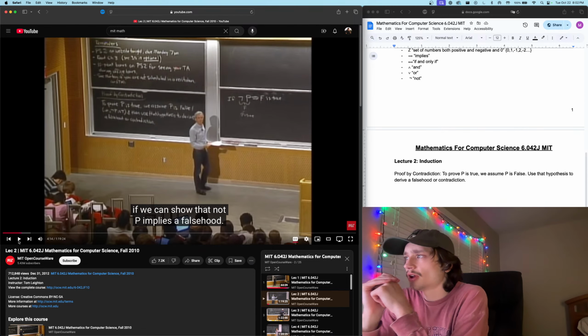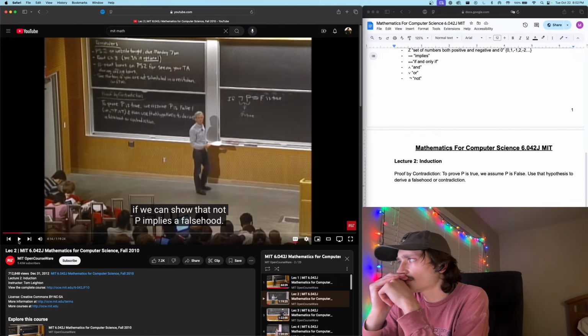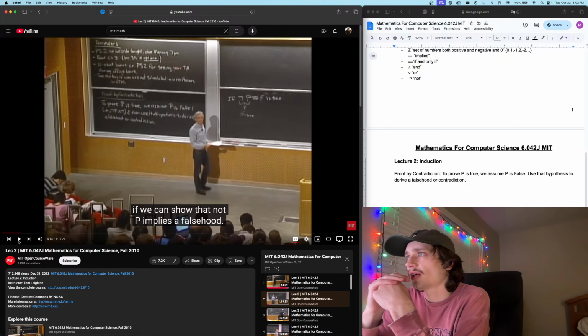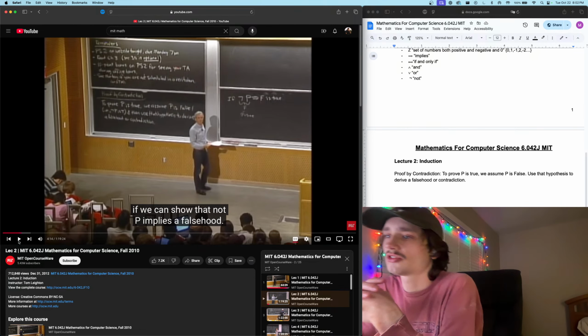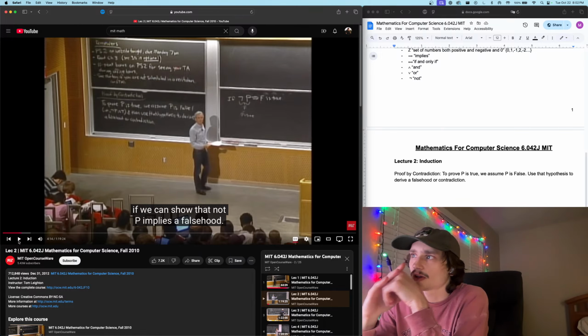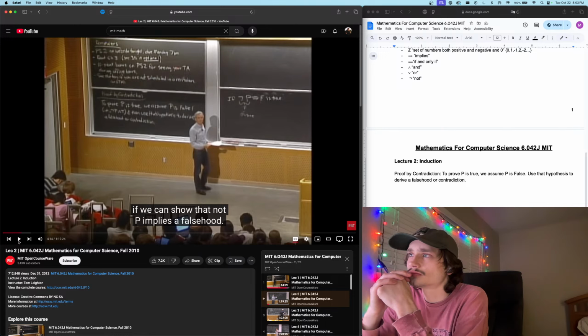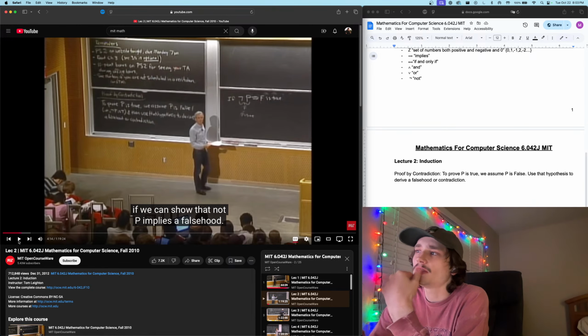So derive a falsehood or contradiction. So if not P implies false, so if P being false means that, this syntax is so crazy. If not P implies false is true.